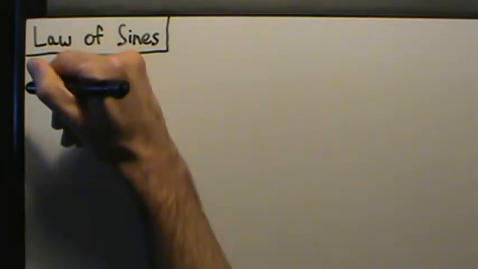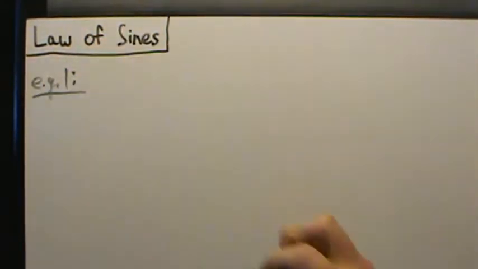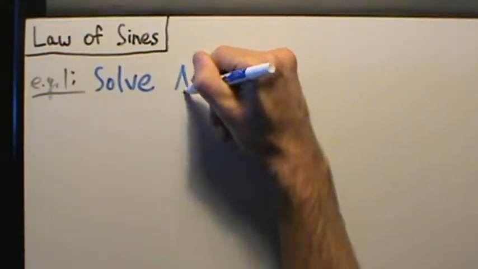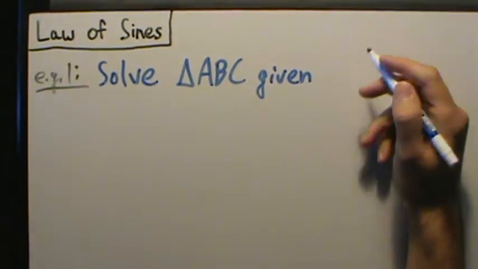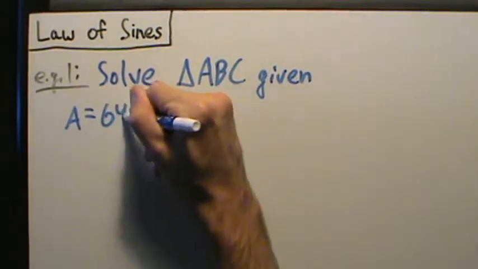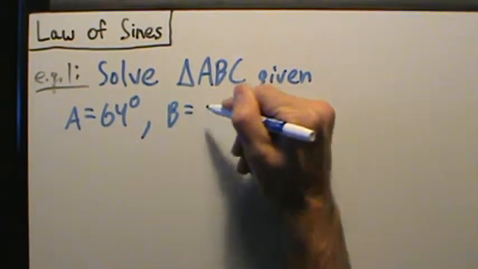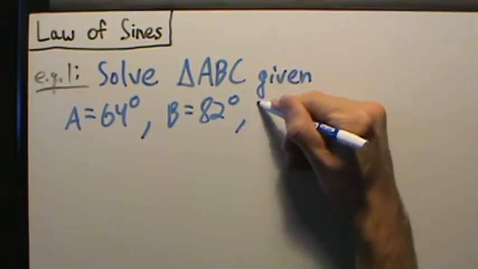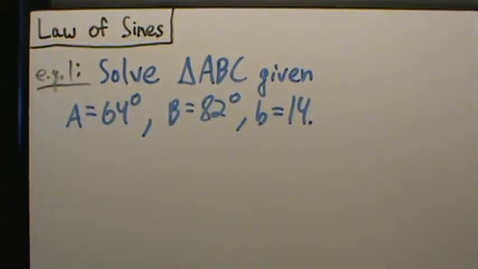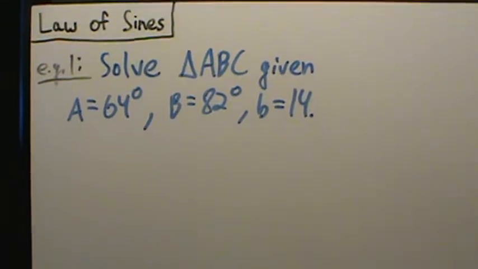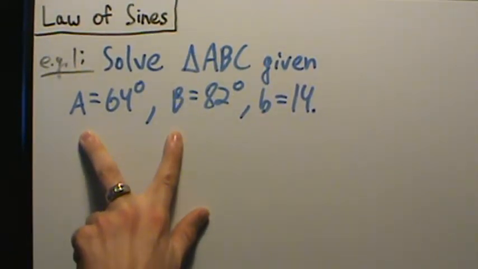So let's say we have example 1, and we want to solve triangle ABC given angle A equals 64 degrees, angle B equals 82 degrees, and side b equals 14. And let's say we just want to round to the nearest hundredth, so I'm not going to spend time writing that, but let's round to the nearest hundredth, so 2 decimal places. Okay, so let's go ahead and get started. Now notice we have two angles, so right away we can just get the third angle.